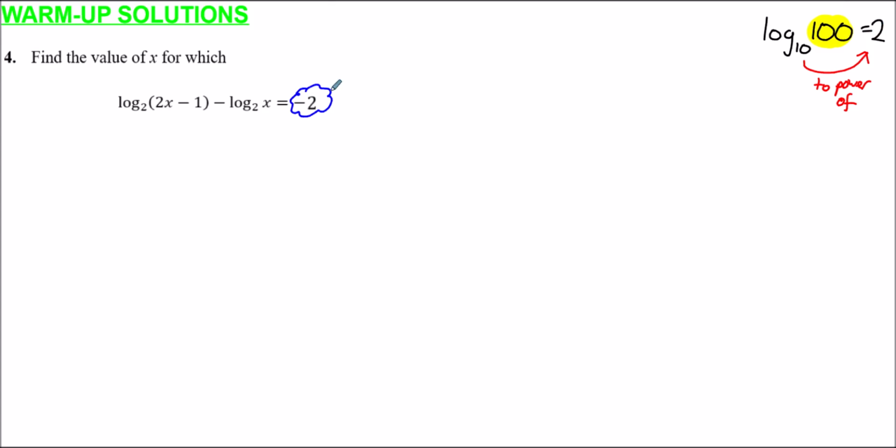So let's think about how we can do the same here. What we're wanting is log base 2. So we want log base 2 of some value, let's call it big X, to be equal to minus 2. As we just showed over here, the 100 was 10 to the power of 2, and in the same way this big X must be 2 to the power of minus 2. So big X is going to equal 2 to the power minus 2.